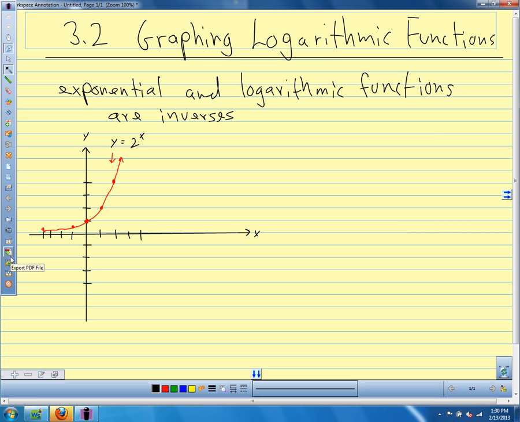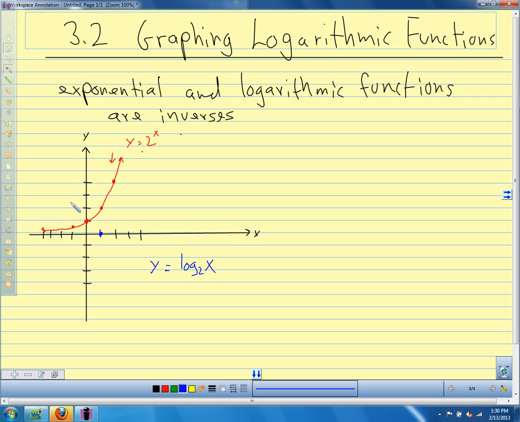So I'm going to rewrite this in red, just so we keep everything matched up. This is y equals 2 to the x. So in blue, I'm going to plot y equals log base 2 of x. So if I'm just thinking about what it's going to look like, rather than going through the point 0, 1, it's going to go through the point 1, 0. So basically I'm switching the x's and the y's when I graph an inverse function.